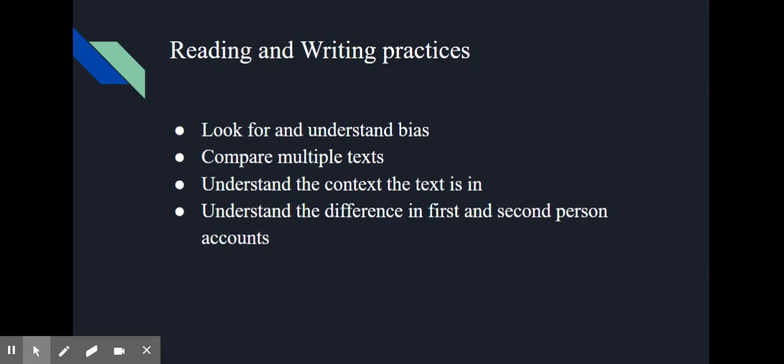So the last part is understanding the differences in first and second person accounts. In history class, you have a lot of different kinds of texts. You have some that were written at the time that you were researching. Other ones are written by people afterwards about specific times in history. And a reader needs to be able to understand the differences and the advantages and disadvantages for each type of account.